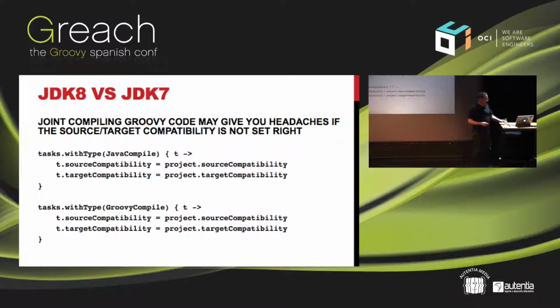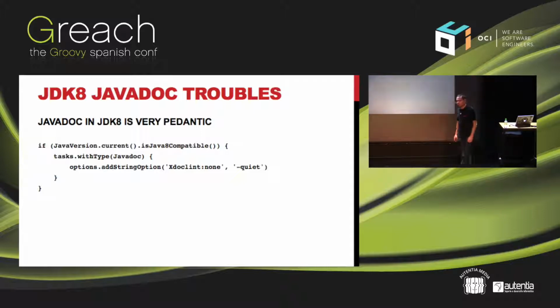Next thing, if you're using JDK 8, you might have seen that Javadoc now is a very pedantic tool. It complains a lot. There is a way to fix this. Write proper Javadocs, which nobody does. Or just tell Javadoc to shut up. Which is basically what we're doing: if we find that your current version is compatible with Java 8, then for any task that is typed with Javadoc, shut up. Don't bother me with any problems. And that's it. Yay, exactly.